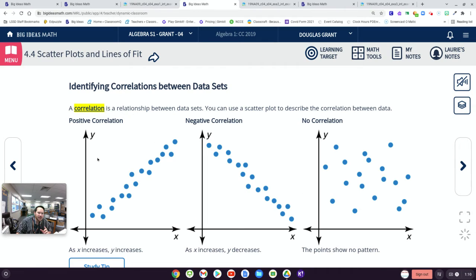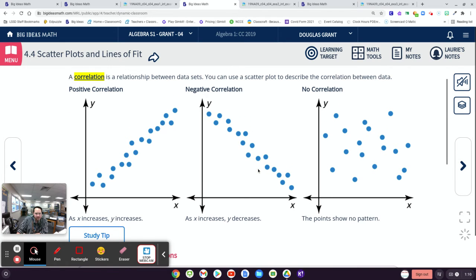All right, so now correlation, identifying correlation. So this is where you might want to take notes. If you have a positive correlation, then as X increases, Y increases, and you see that in a general pattern with the dots. If the dots kind of go in a downward pattern, that is a negative correlation, which is as X increases, Y decreases. And then if they're kind of all over like a scatter plot, there's no pattern. There seems to be no correlation between the X and the Y variable. So those are the three different possibilities.